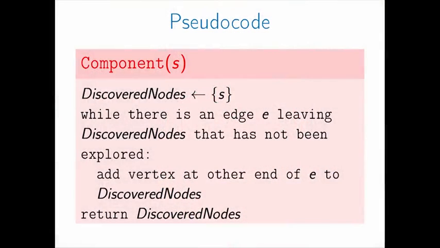So to formalize this algorithm a little bit, we're going to keep a list of discovered nodes. And this starts out just with the vertex S that you're supposed to start at. But then what you do is, while there is an edge E that leaves this set of discovered nodes, it connects something you have discovered to something that you haven't discovered, then you take the vertex at the other end of that edge and add it to your list of discovered nodes. And you just keep doing this until there's nothing new to be found. And then you return this list of discovered nodes.